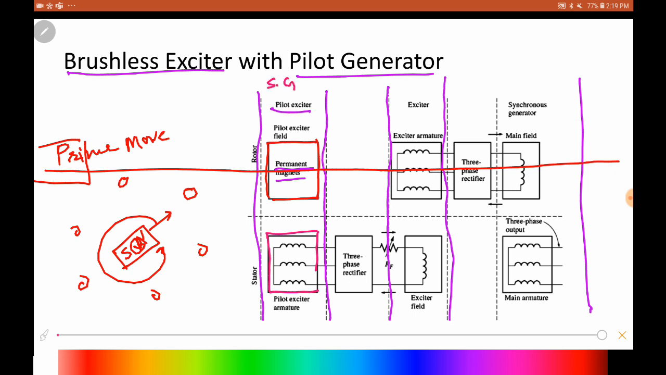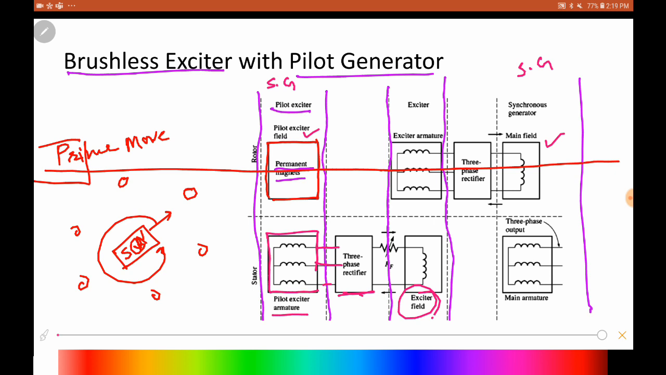But you have a field on the rotor. The only thing that's different from the synchronous generator is that there the field is provided by an electromagnet, but here the field is provided by a permanent magnet, which is the pilot exciter. So it will generate a three-phase voltage in the pilot exciter armature. That will be rectified, and this rectifier is on the stator. That will be rectified into DC, and that DC will be supplied to the exciter field, which was required.